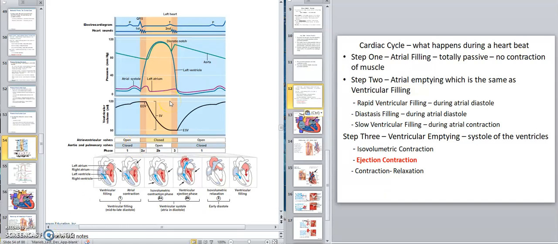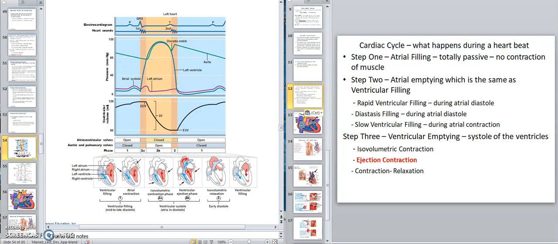Okay, class. This here is what we call a simultaneous tracing. This here is all the events, all the recordings that occur during one cardiac cycle. So during one cardiac cycle, we're seeing what happens with the EKG, your heart sounds, the pressures in the chambers, the volume in the chambers, and so forth and so on. So these are all the events that occur during one cardiac cycle.